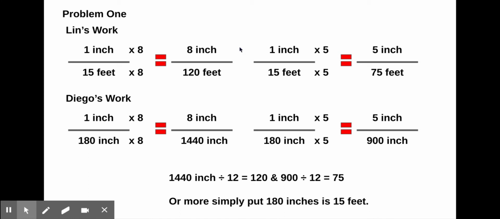Now, where some of you guys are having your trouble is with Diego's work, because you get this 1 inch over 180. Well, it's essentially, because we're talking inches to feet, that 1 is your smallest units, inches. It's just that we normally don't have that.